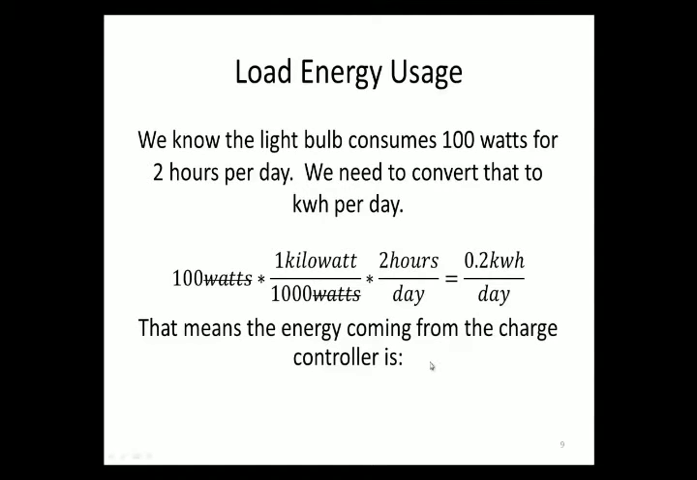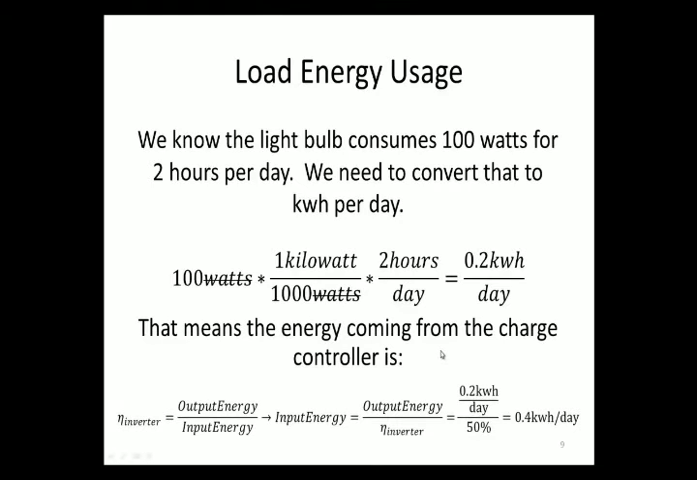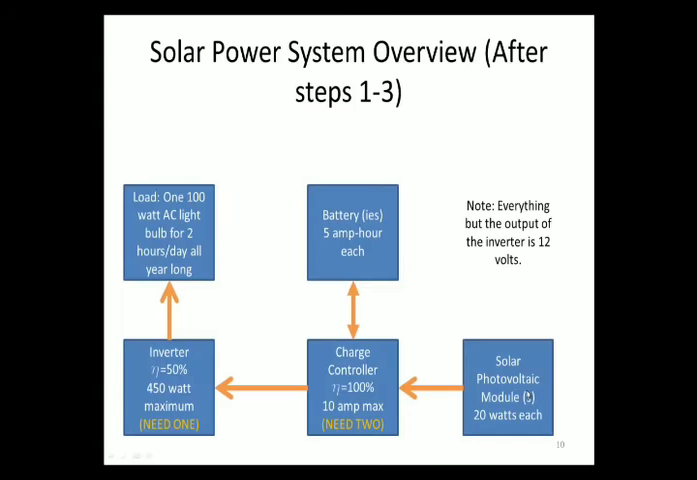So that means that the energy coming from the charge controller is, again, we use that same equation we used before, except now we're going to use output energy and input energy instead of powers for this. And we do the same equation because we can use efficiency with energy or power. And we find that we need 0.4 kilowatt hours per day coming out of the charge controller.